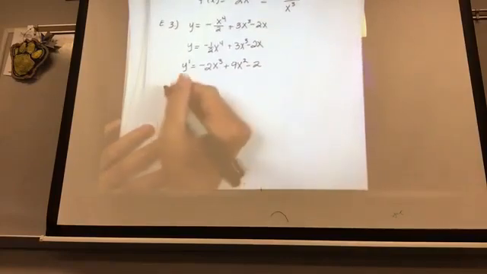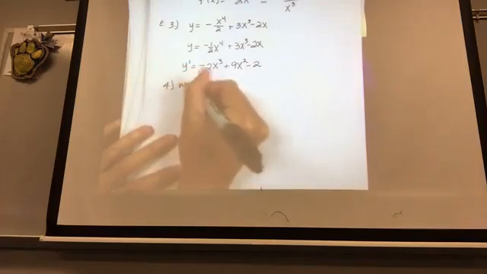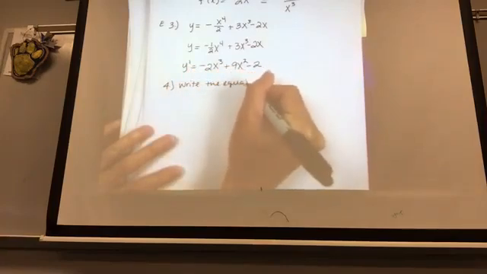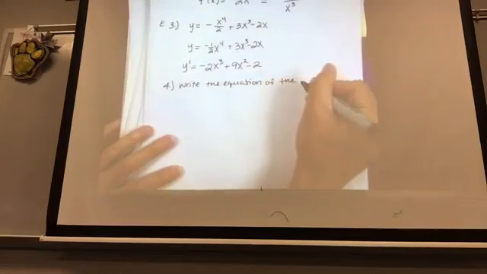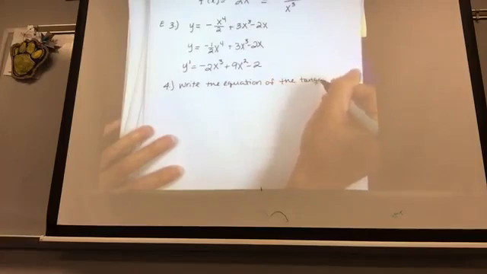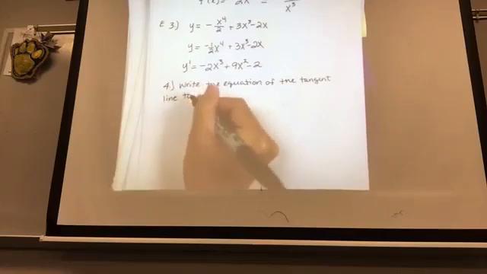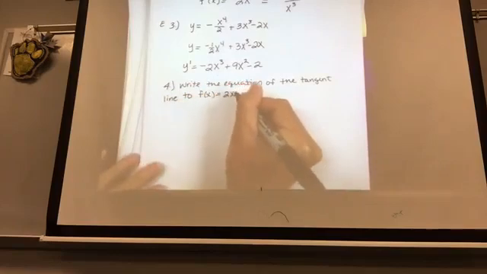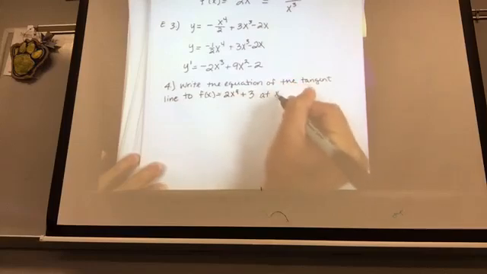Okay, number 4. Write the equation of the tangent line to f of x equals 2x to the 4th plus 3 at x equals 2.